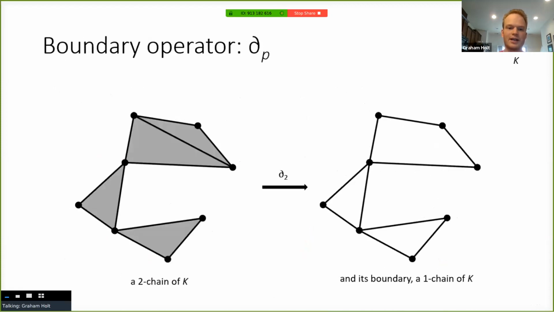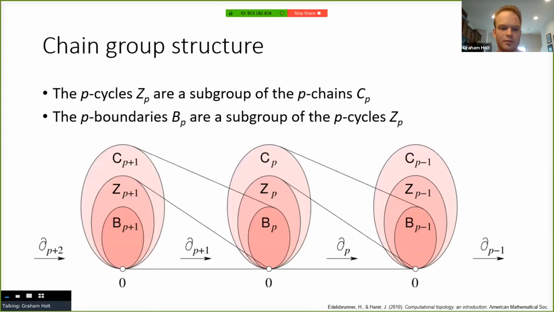The boundaries of higher chains form a subgroup of the cycles. And so there's this interesting group structure that I'm showing here, where you can get from the p+1 chains to the p chains and the p chains to the p-1 chains using the boundary operator. And there's this interesting group structure here where you have subgroups of the chains nested in this interesting way. And so I'm going to be denoting the chains with C, the cycles with Z, and the boundaries with B.